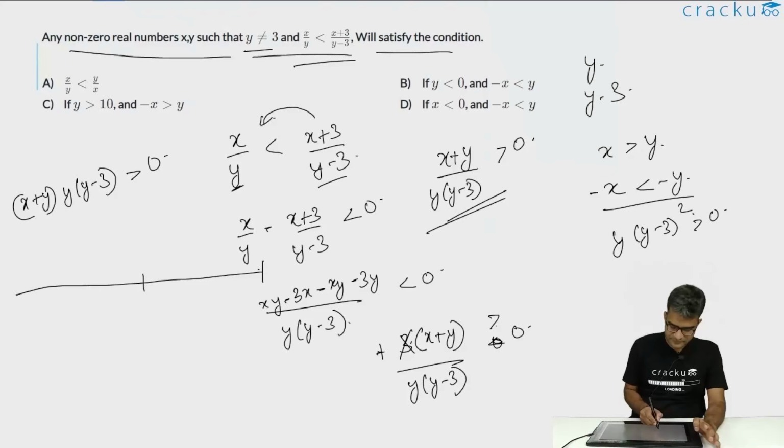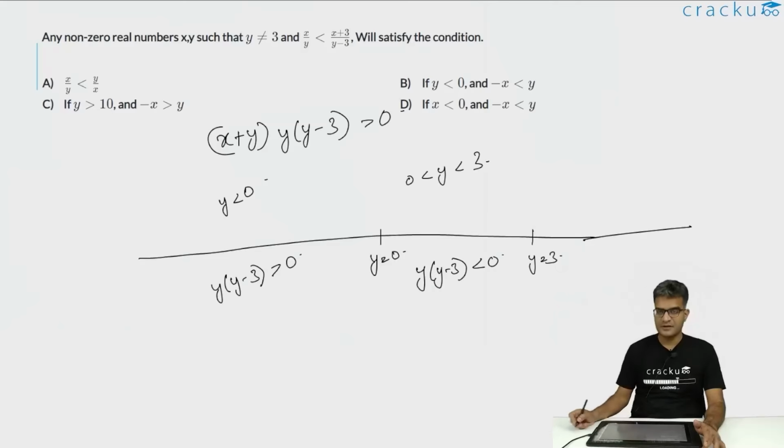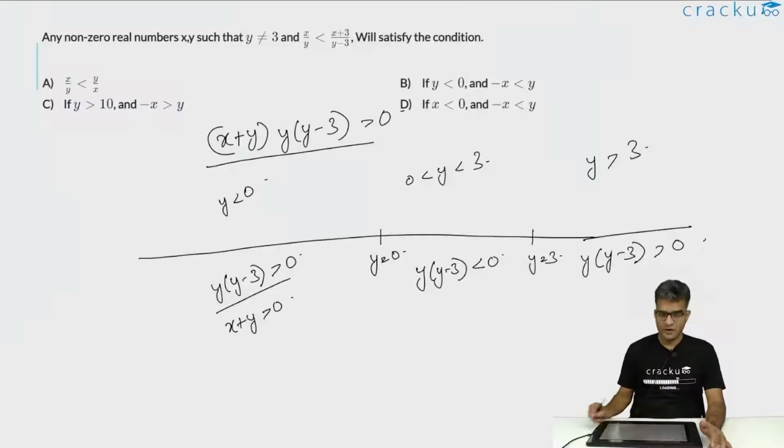When y is less than 0 over here, y into (y minus 3) will be positive. When y lies between 0 and 3, y into (y minus 3) is less than 0. When y is greater than 3, y into (y minus 3) is greater than 0. We want (x plus y) into (y minus 3) to be greater than 0. Over here, y into (y minus 3) is greater than 0, so we want x plus y to be greater than 0, or we want y to be greater than minus 6.